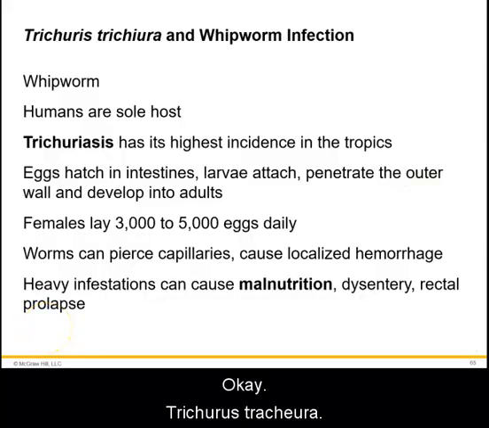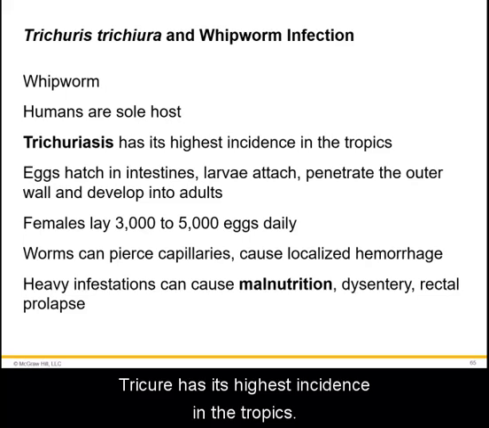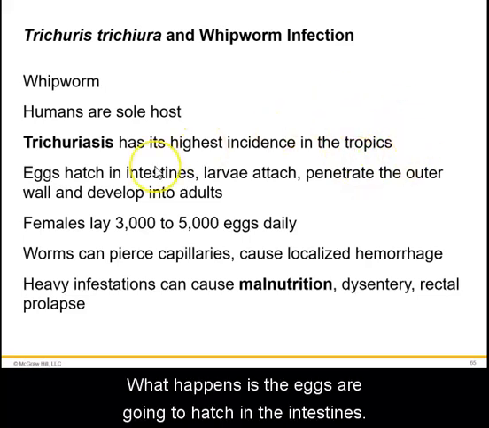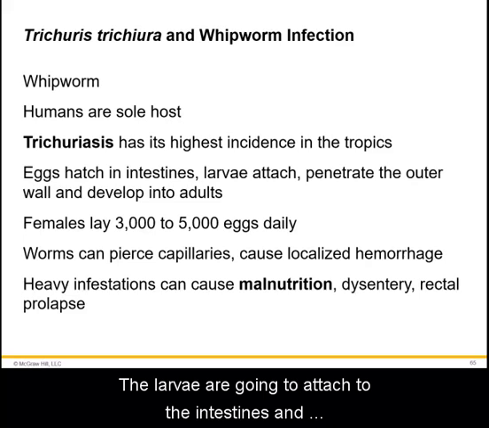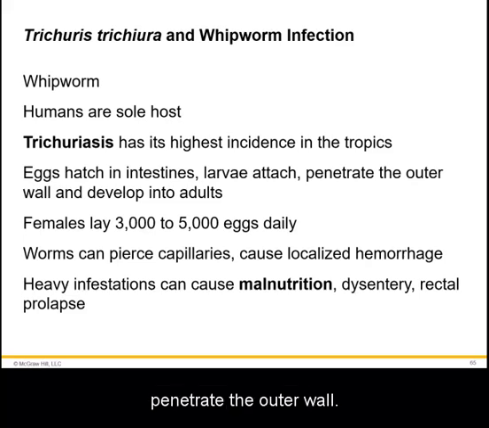Okay, Trichuris trichiura. This is the whipworm. We are its sole host. Trichuriasis has its highest incidence in the tropics. What happens is the eggs are going to hatch in the intestines. The larvae are going to attach to the intestines and penetrate the outer wall and develop into adults there.